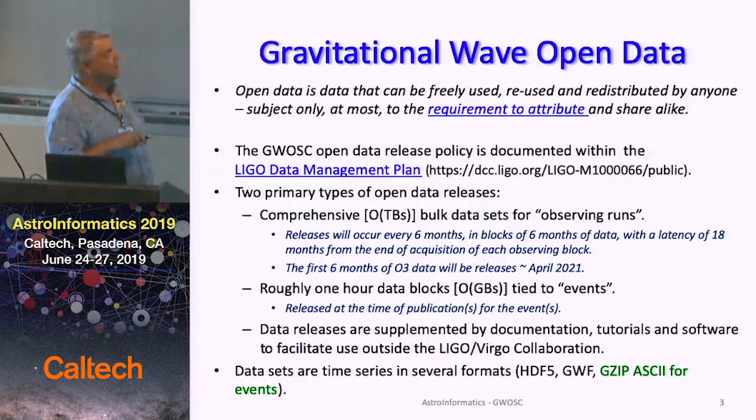In addition, we release about 1 hour of data associated with any events that get published. So if there's a publication released, at the time of the publication, we would release about an hour around that data. And of course, any of these releases, as I've said, are supplemented by lots and lots of other information that are really useful. The data sets themselves are time series. That's just the nature of how we gather our data. And we distribute it in several different formats, HDF5, gravitational wave frame format, the GWF, and for the events only as gzip ASCII files.